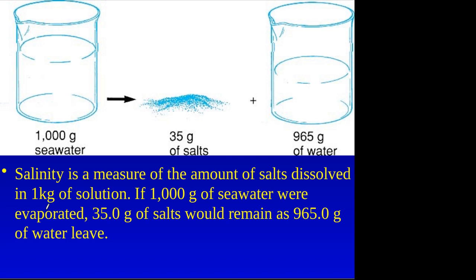And salinity is the measure of amounts of salt dissolved in a kilogram of solution. So if 1,000 grams of seawater were evaporated, you would get 35 grams of salts remaining. And that would leave 965 grams of water. And so the salinity is a measure of how much salt is in the water. And yes, you can evaporate it out to get it back out.